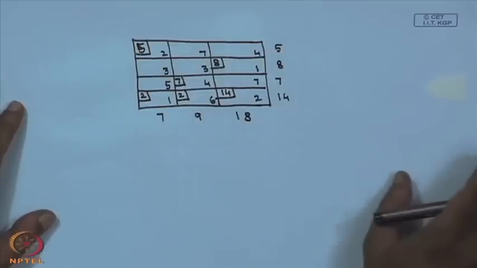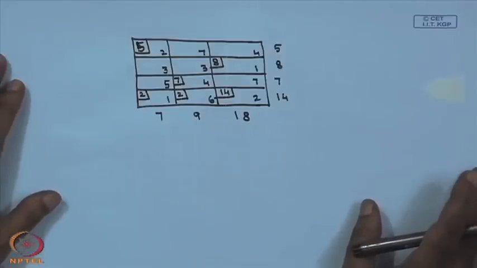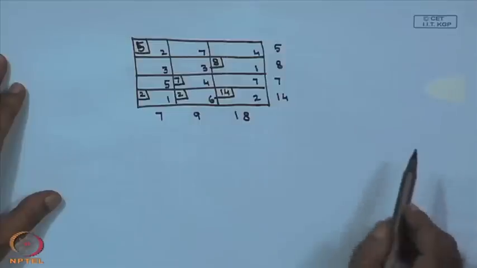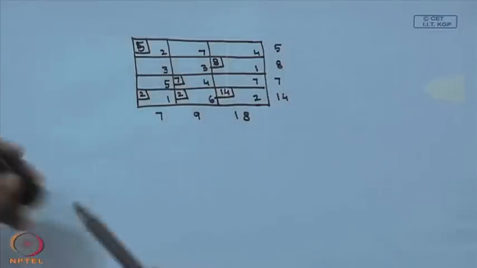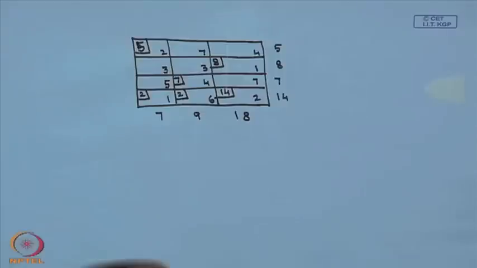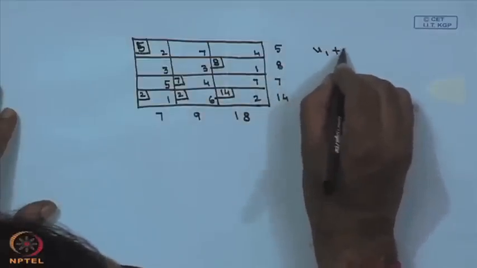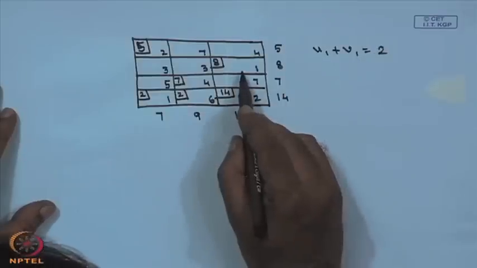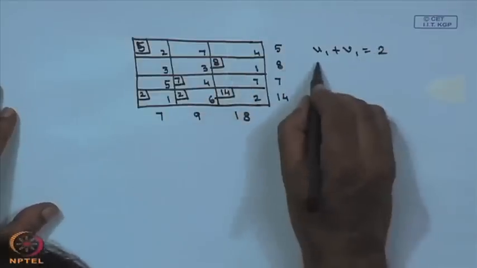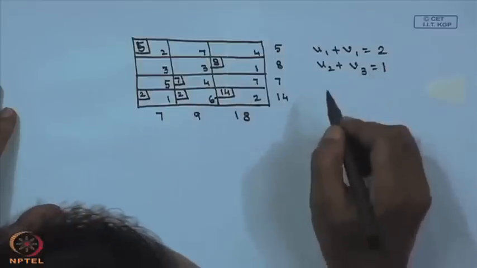Now, next what you have to do? You have to calculate Cij equals Ui plus Vj for the occupied cells. I am just writing the equations of this. For the first case it will be U1 plus V1 equals the cost, which is 2. Next the cell is 2 3, so you will have U2 plus V3 equals the cost, which is 1.